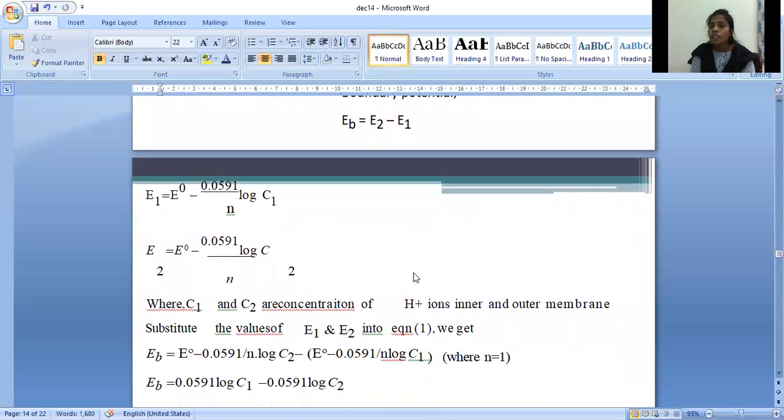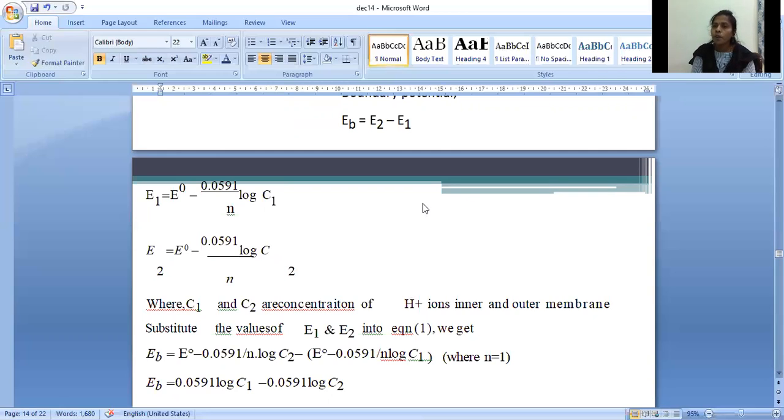So when the glass electrode is placed in the unknown solution of pH value, the glass membrane develops a potential. That potential is called the boundary potential. The boundary potential is nothing but the potential difference between the inner solution and the outer solution. So now let us see the formula of E1 and E2.